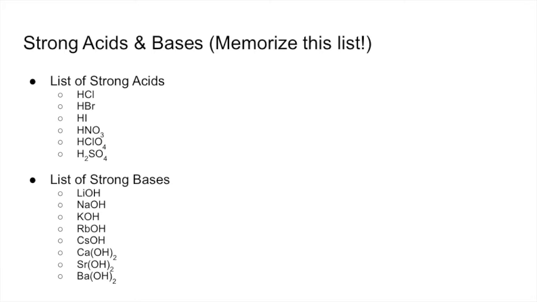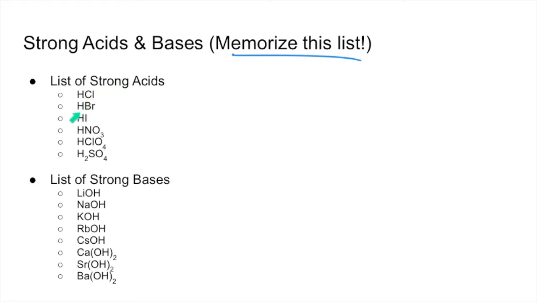So here we have a list of strong acids and strong bases. Telling you right up front, memorize this list. It's not that long, okay? You need to know this list. The reason why is if you know what's on the list of strong acids and strong bases, then everything else is weak. This is a much shorter list than the weak acids and weak bases. So if you can remember these, then you can figure out all of the weak substances. Some helpful hints here for strong acids.